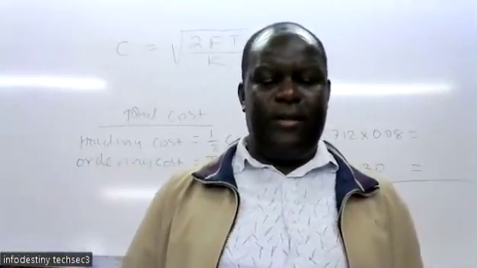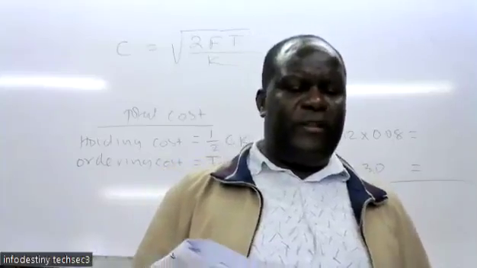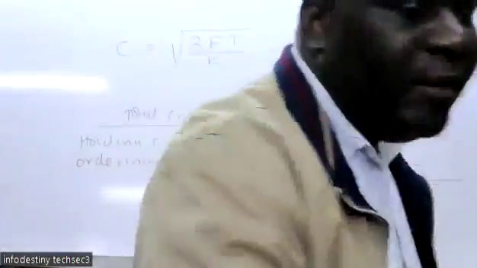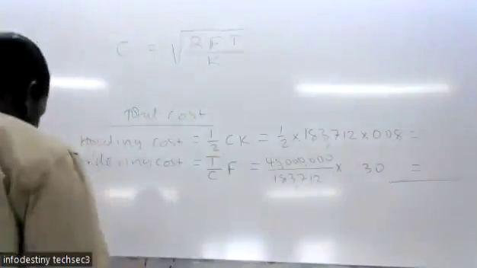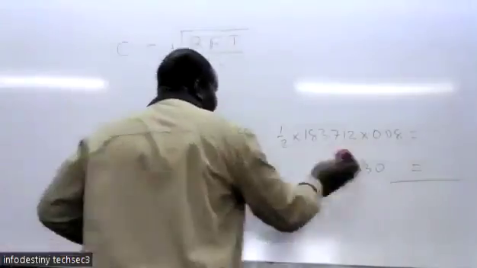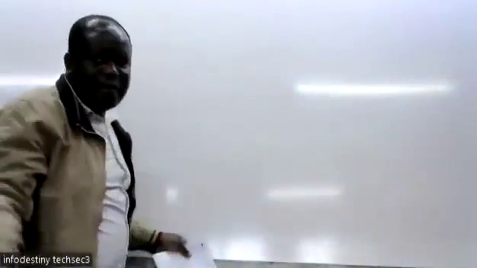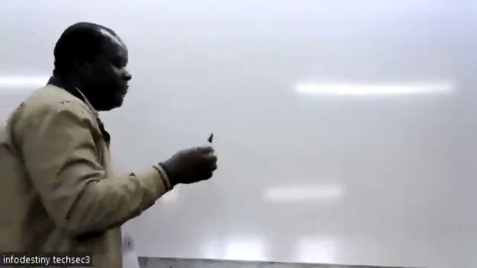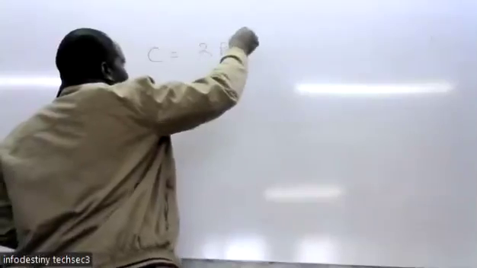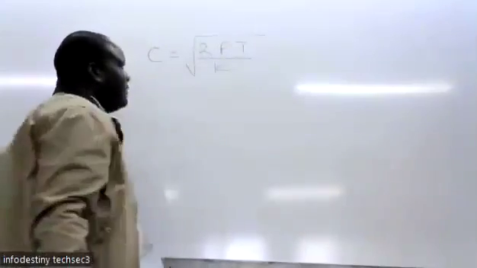Required, Roman letter 1: the optimal amount of cash to be invested in each transaction. That is the same as C, so we start by calculating C. C is equal to the square root of 2FT divided by K.